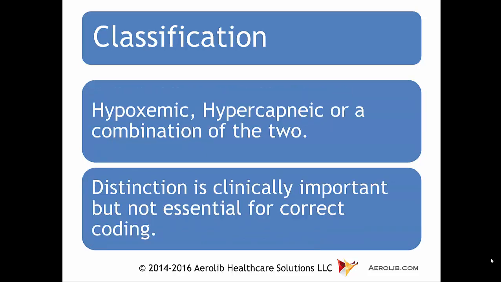Acute respiratory failure can be classified into hypoxemic, hypercapnic, or a combination of the two. Now this distinction is clinically important but not essential for correct coding.